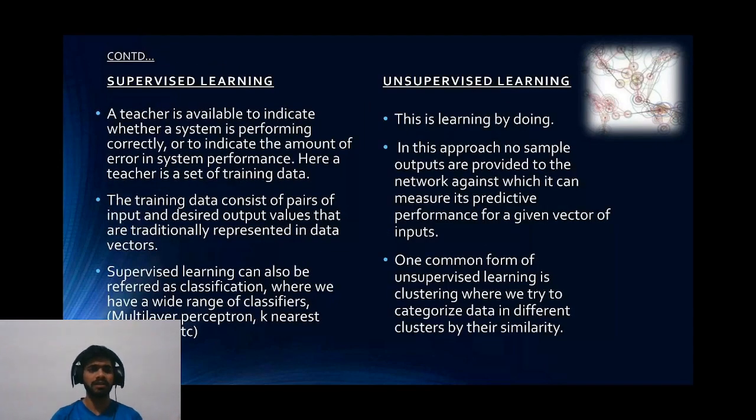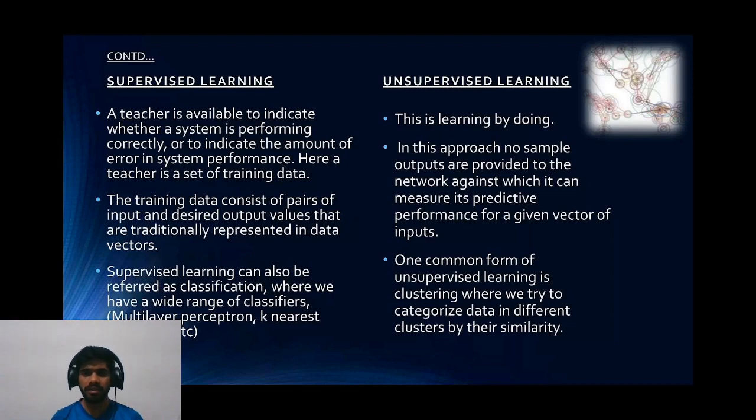Now, here we can see the difference between supervised learning and unsupervised learning. So, in supervised learning, a teacher is available to indicate whether a system is performing correctly or to indicate the amount of error in system performance. Here, a teacher is a set of training data, and if we talk about unsupervised learning, this is learning by doing. Now, in supervised learning, the training data consists of pairs of input and desired output values that are traditionally represented in data vectors.